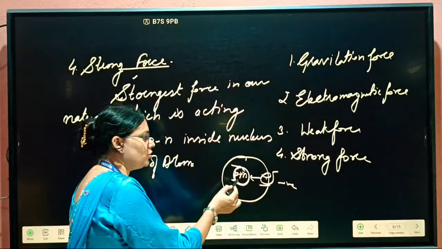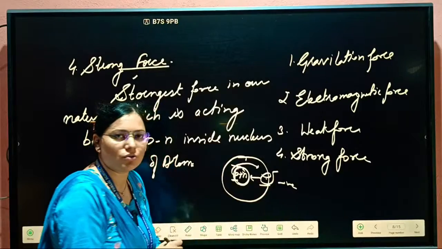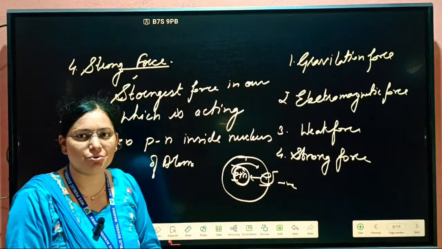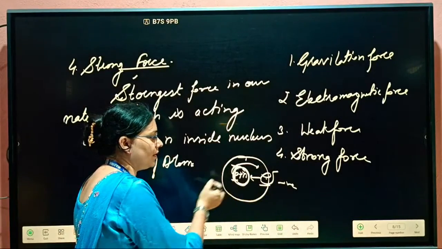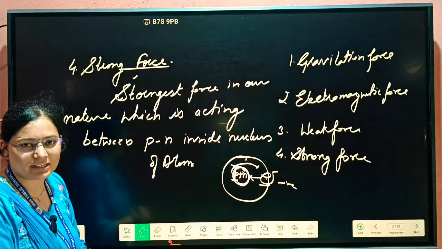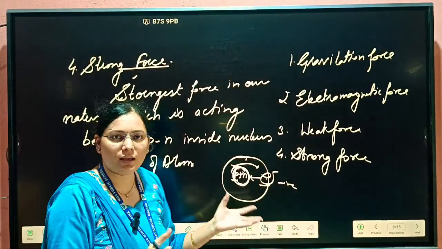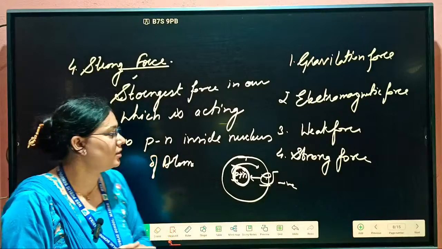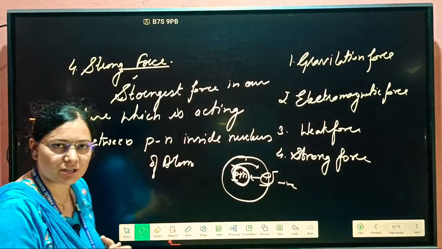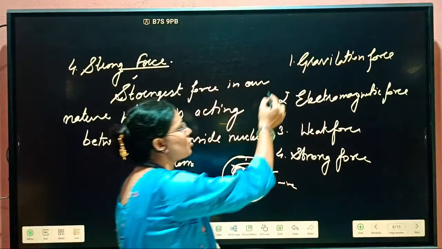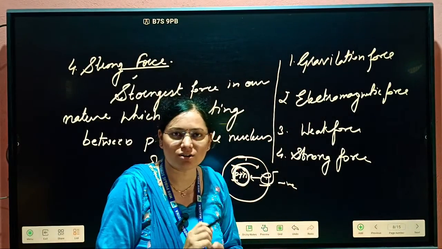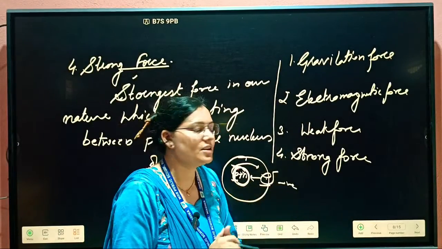Also, the protons are not going toward the electrons, because a force is acting between the protons and neutrons which binds them, and that force is known as the strongest force in nature. Otherwise, the formation of an atom would not be possible. So the strong force is the strongest force in nature, acting between protons and neutrons inside the nucleus. So we discussed four types of forces: gravitational force, electromagnetic force, weak force, and strong force.